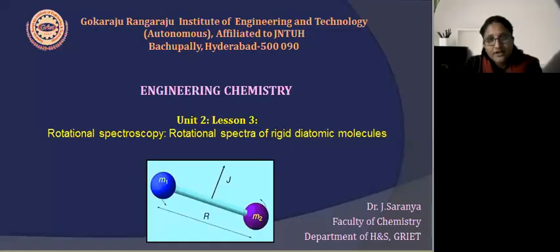Hi students, welcome to Engineering Chemistry class, Unit 2, Lesson 3, Rotational Spectra of Rigid Diatomic Molecules in Rotational Spectroscopy. So far we have discussed the mechanism, selection rules and types of rotating molecules in the previous lesson, that is lesson 2. Now we are going to discuss the rotational spectra of rigid diatomic molecules.